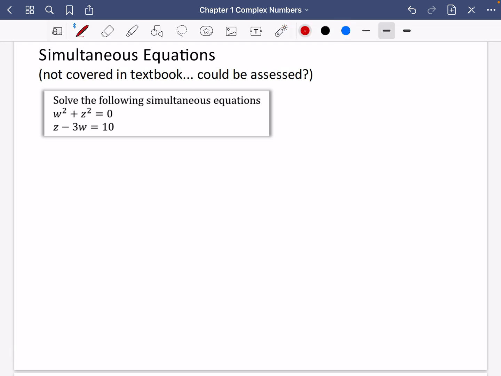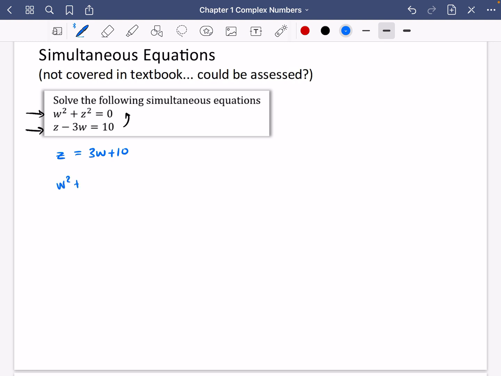you could come up with some kind of simultaneous equations that do also include complex numbers as well. So you just pretty much use the same pattern that you would do for normal ones, okay? I would recommend for this one, thinking about what kind of technique you could do. For the second one, I would rearrange it and sub it in to the first one. So if I rearrange that second one, z is equal to 3w plus 10. I'm just going to sub it into the top one and see what happens.